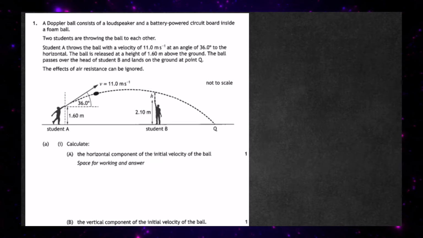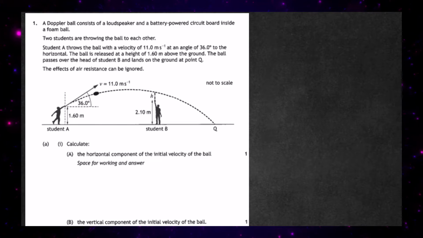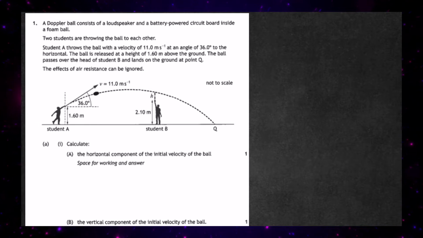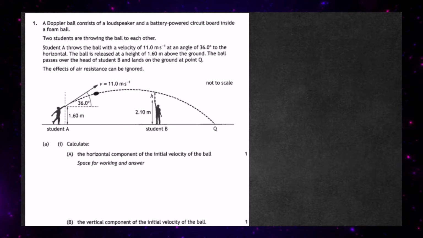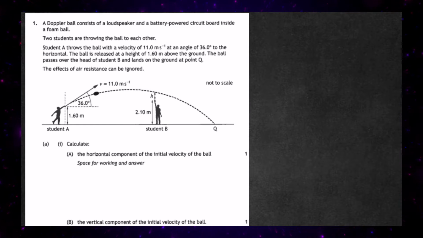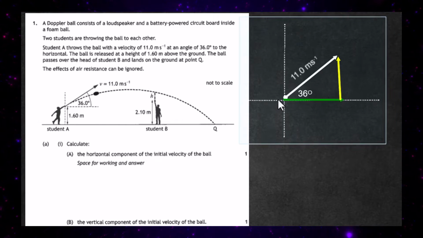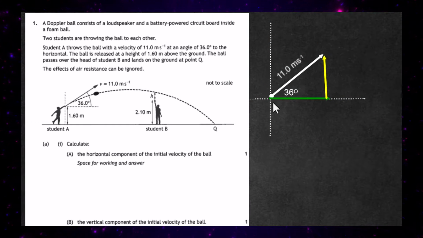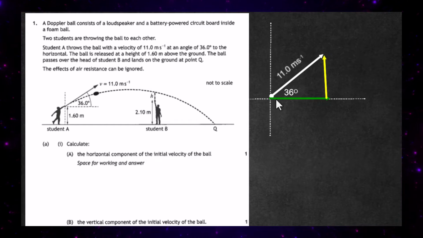1A part I, capital A, says calculate the horizontal component of the initial velocity of the ball for 1 mark, and for part B also the vertical component of the initial velocity of the ball. It's a standard question for projectiles. There's our diagram there. You can construct it quite easily. You have the 11.0 meters per second vector at an angle of 36 degrees to the horizontal.